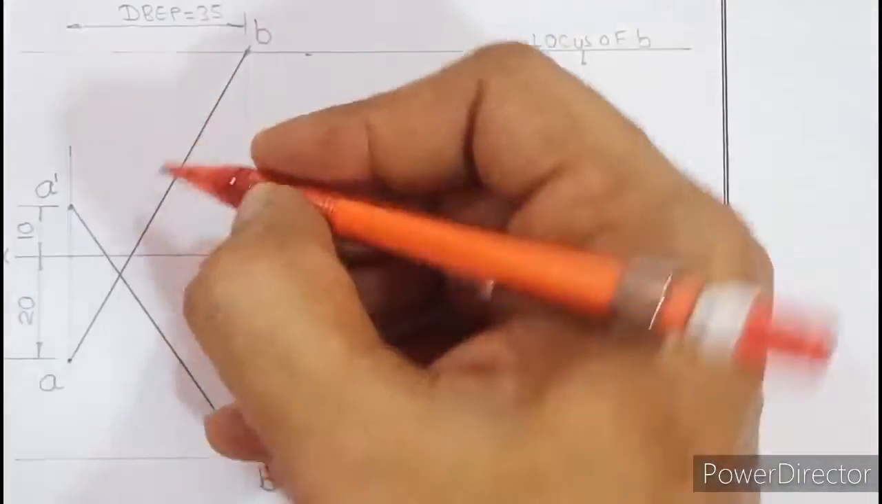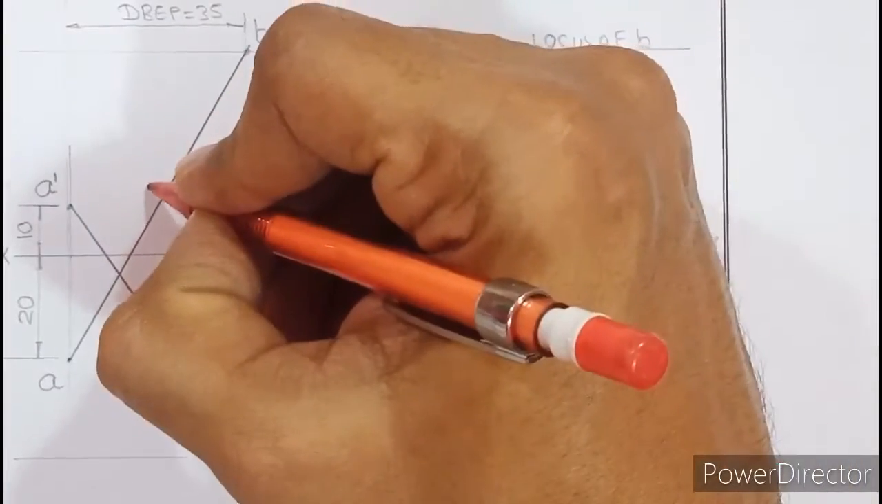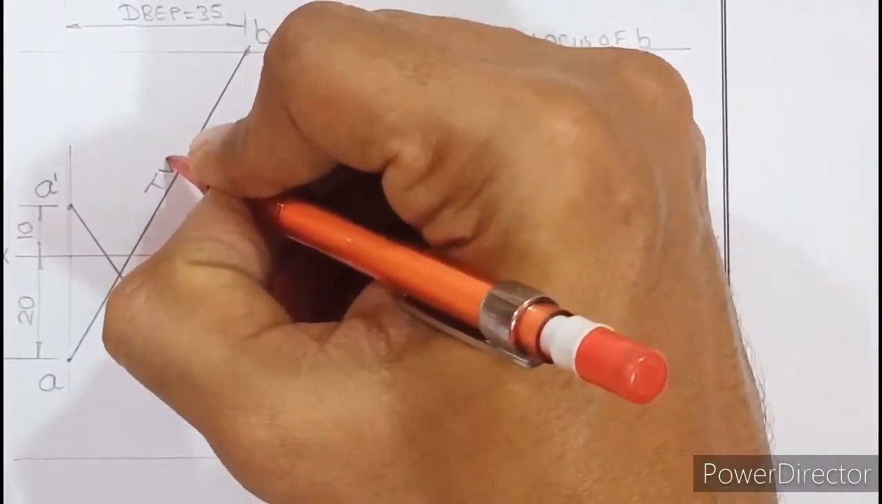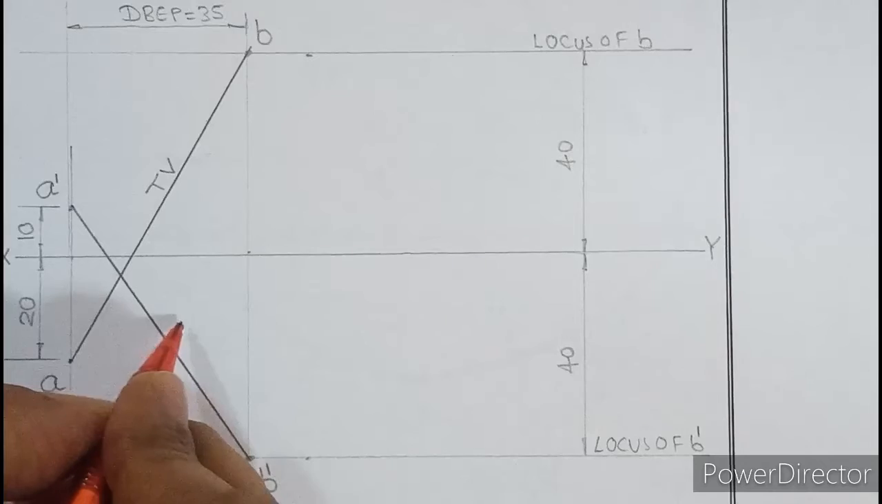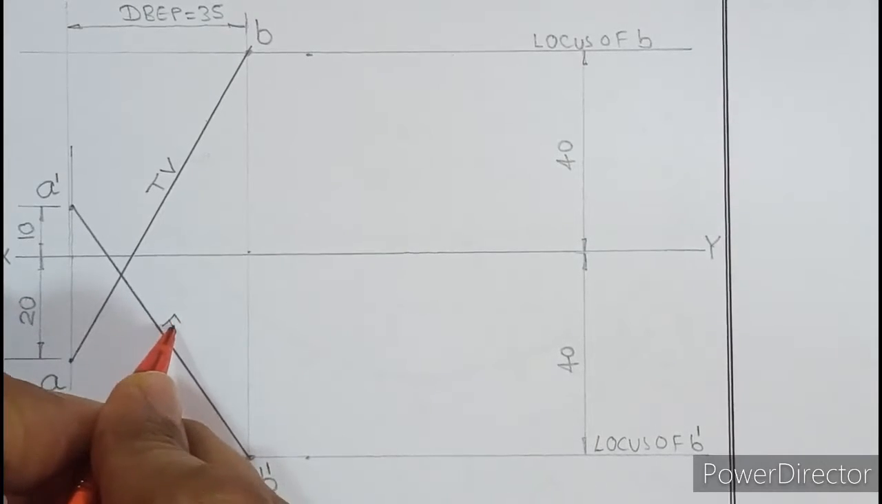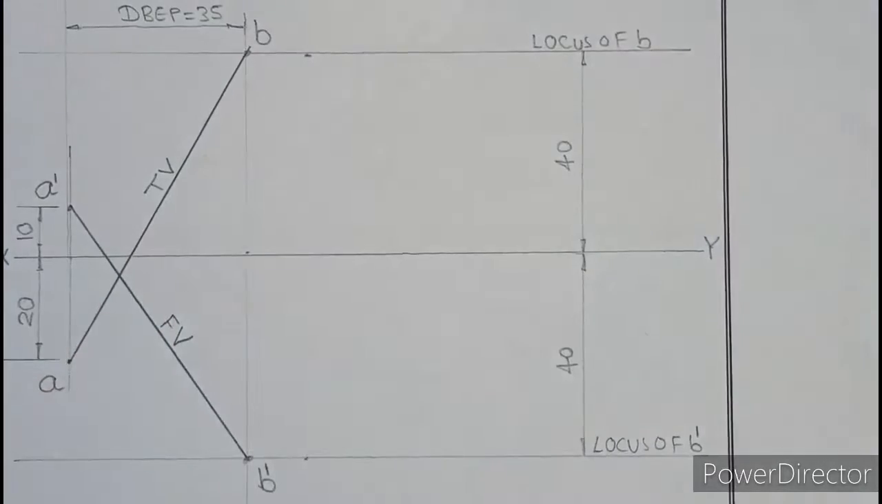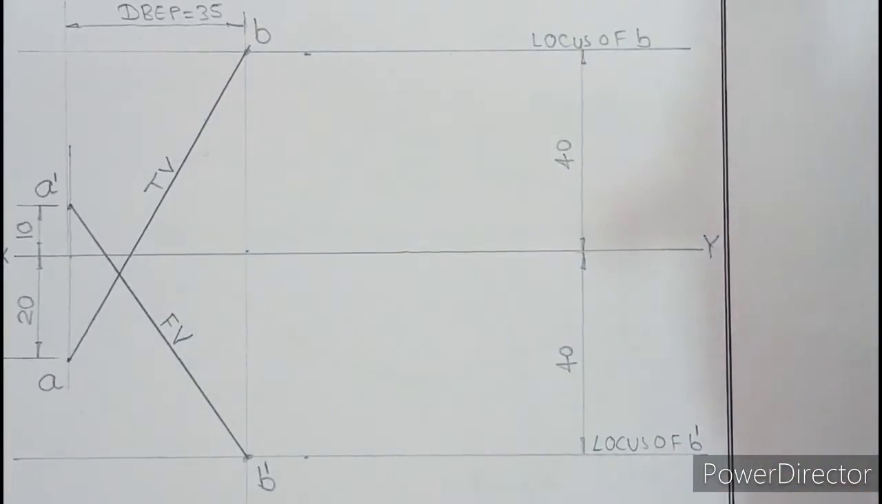So this AB is called the top view of the line, right above and along the line as TV. A dash B dash is the front view of the line, right above as FV. So that is how we have plotted all the data. Draw projections, that part is also done.